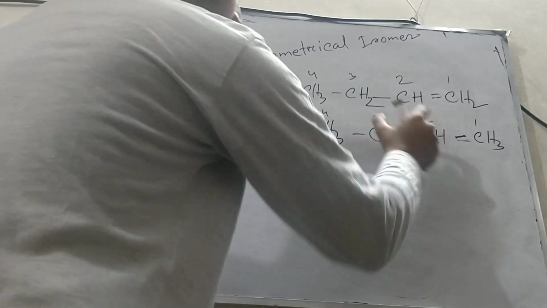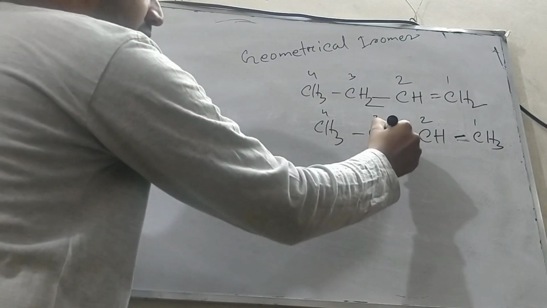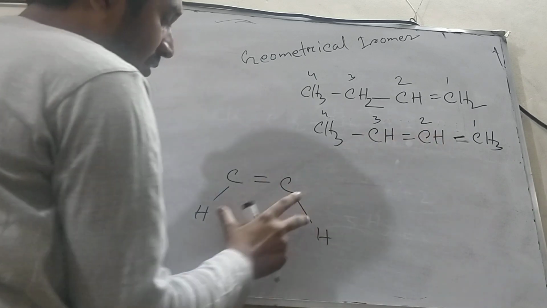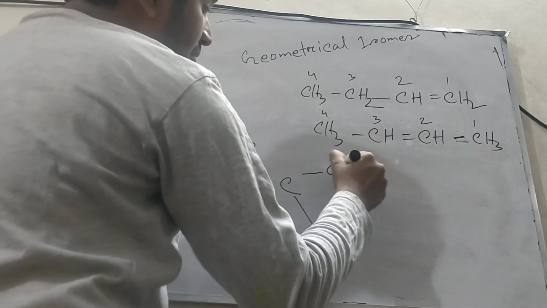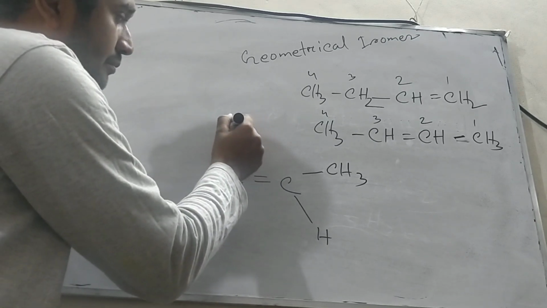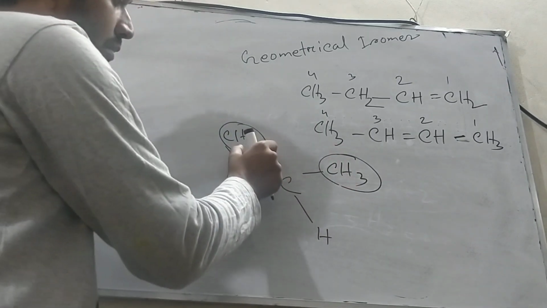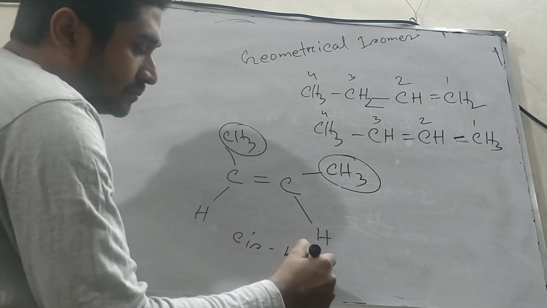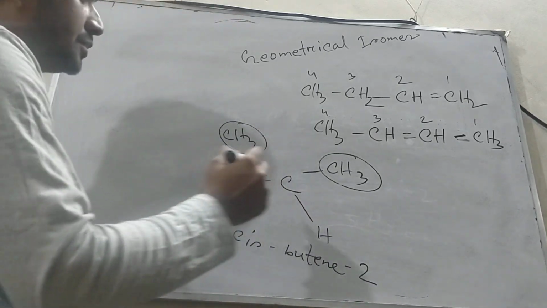Okay. If we check it here, C double bond C, and there is a hydrogen, and here is also a hydrogen. These 2 hydrogens are here, and that will be CH3, and here is also CH3 methyl. Since there is the same group on the same side, that's why it should be said cis butene 2, cis butene 2.